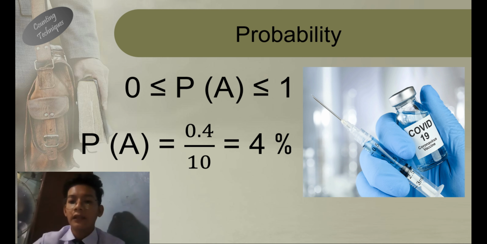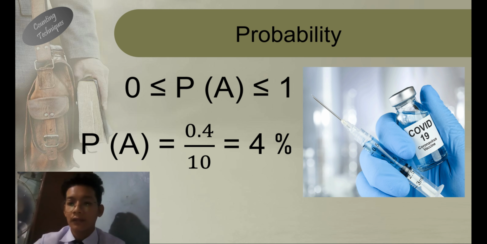Now, the probability of an event occurring is always between 0 and 1. If the probability is 0, it means that this event will never happen. Now, if the probability is equal to 1, that means the event will always happen, and it has also 100% chance of occurring.